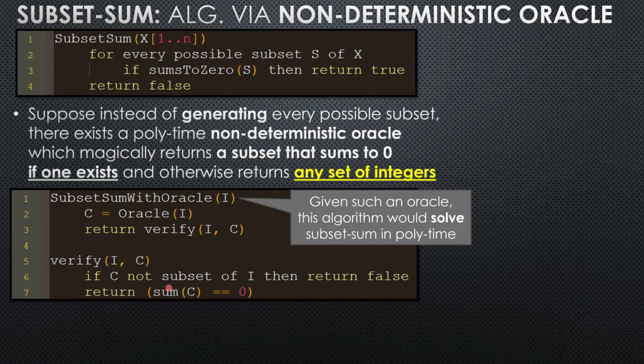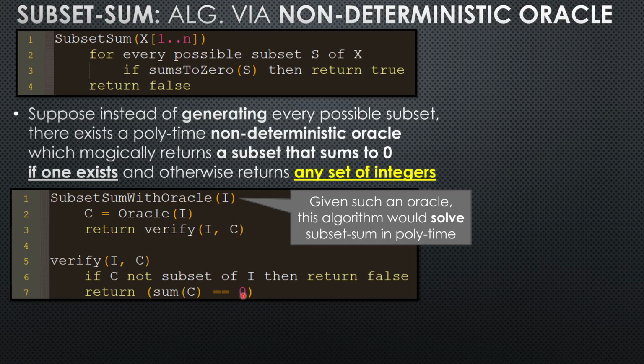Okay? Now, if we get past this line, so C really is a subset of I, then either the oracle really gave us a subset that sums to 0, or it gave us an arbitrary set of integers that happens to be a subset of I. Okay? So if it happens to be a subset of I, well, we should check that it sums to 0. If it sums to 0, then there's a set that sums to 0 that is a subset of I. So we should return true, and we'll return true from the whole problem.